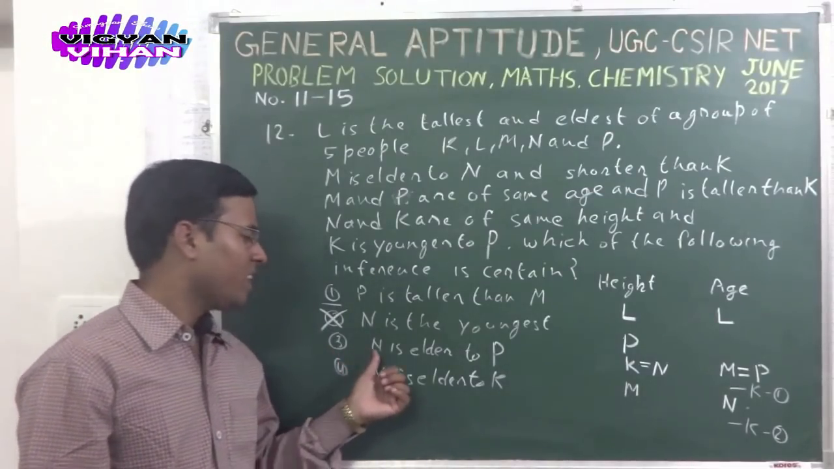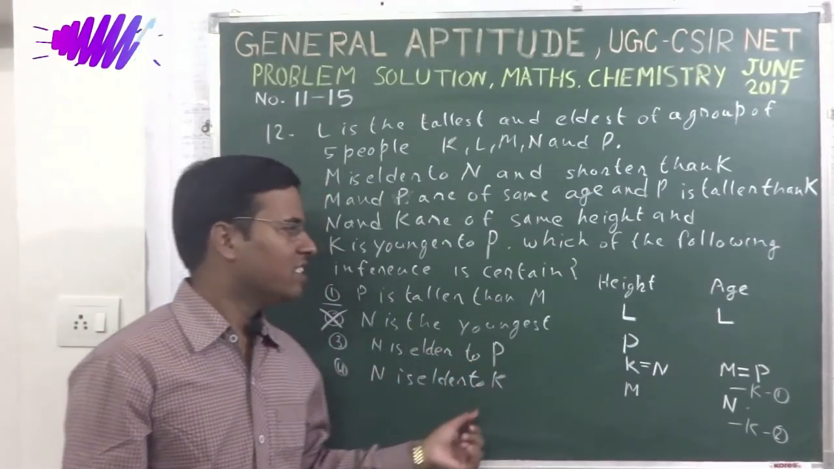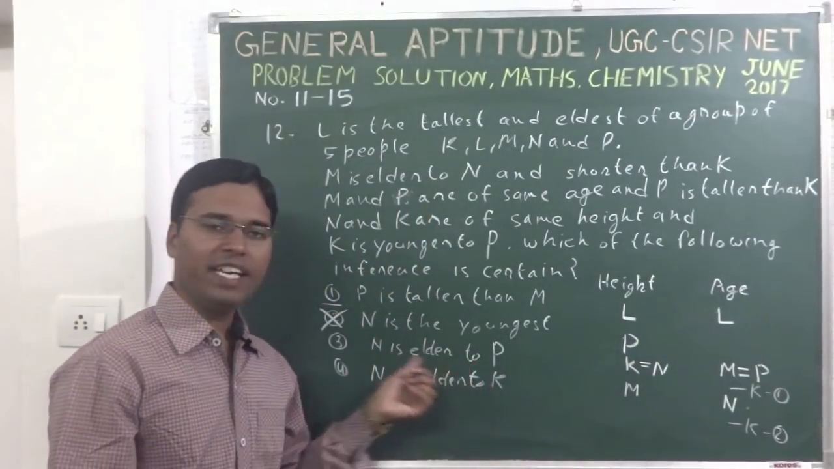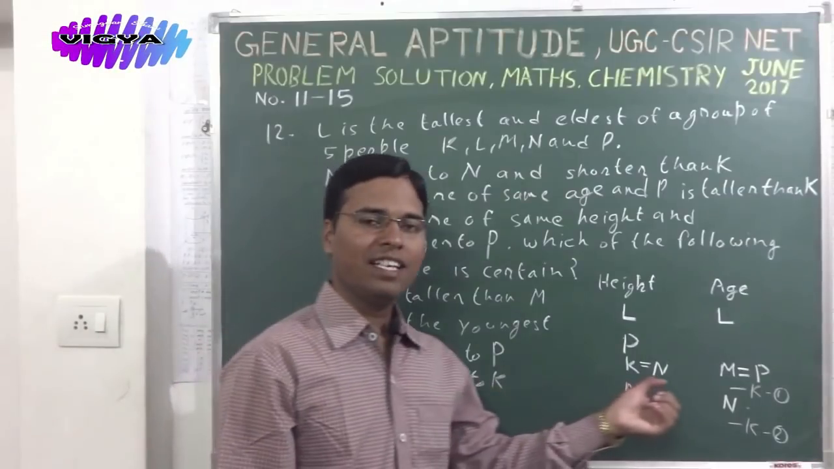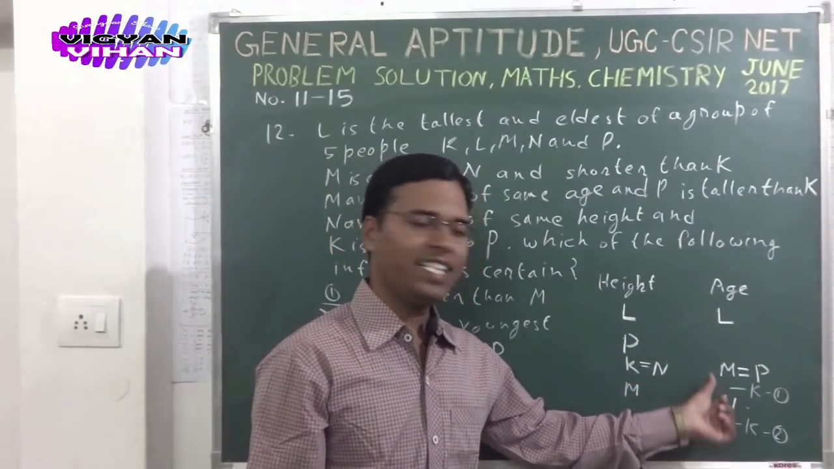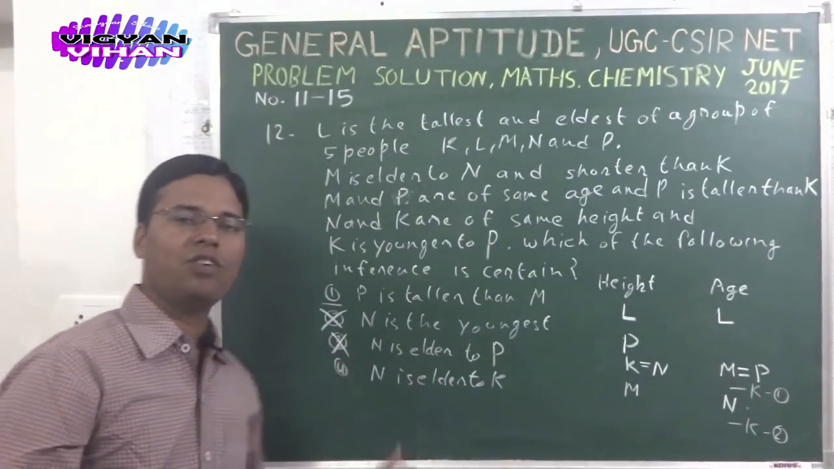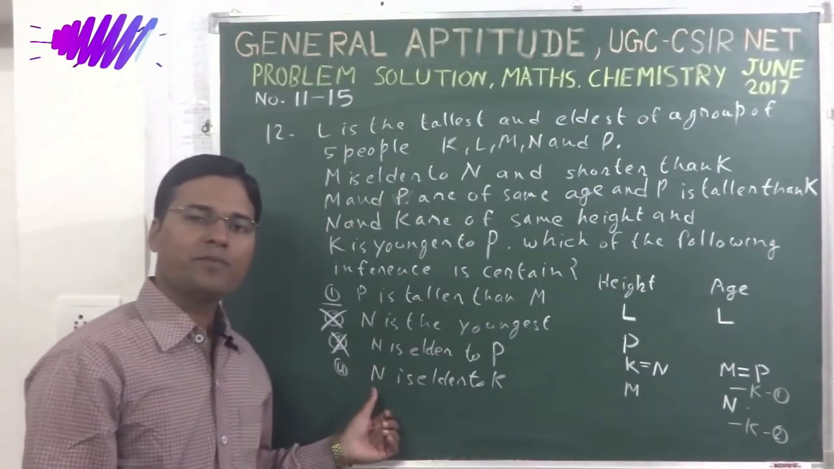Option 3: N is elder to P in their ages. N is elder to P in this option, but in fact N is younger than P. So option 3 also is not a certain inference.